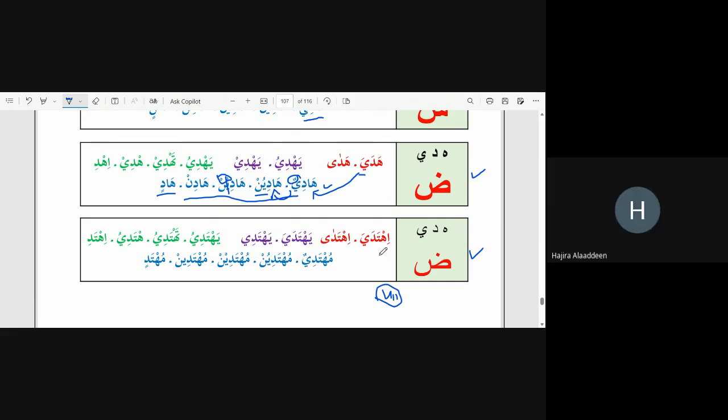Now moving next to the mudari, the present tense. From ihtadaya we get yahtadaya, the original mudari. Now by the ta'lil process, we change it. So the ya with the fatha, obviously, since it's preceded by a fatha.